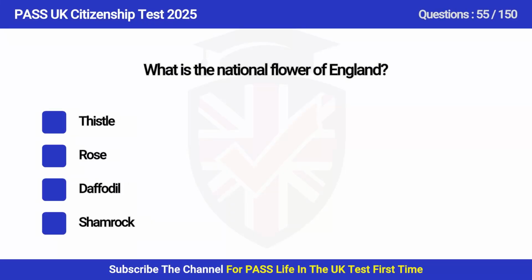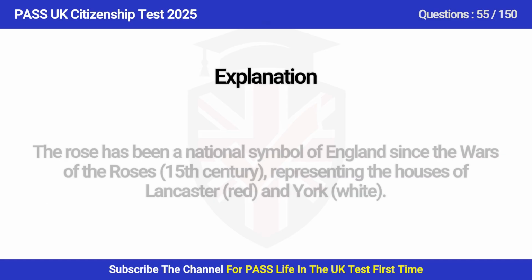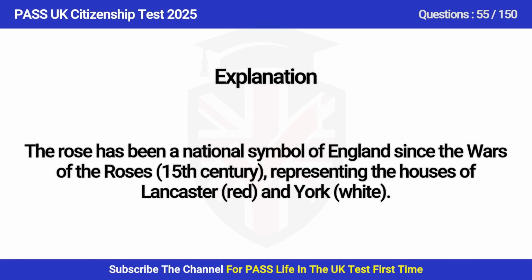Question 55. What is the national flower of England? A. Thistle, B. Rose, C. Daffodil, D. Shamrock. Answer is B. Rose. The rose has been a national symbol of England since the Wars of the Roses in the 15th century, representing the houses of Lancaster, red, and York, white.